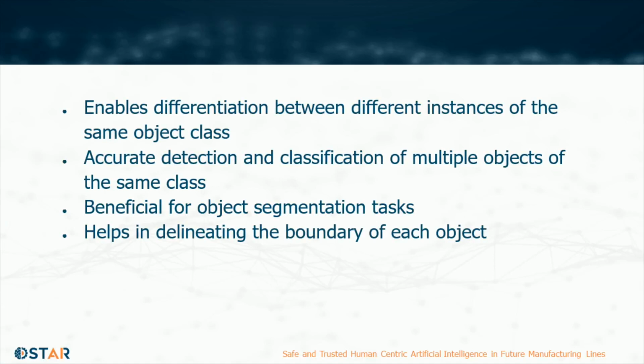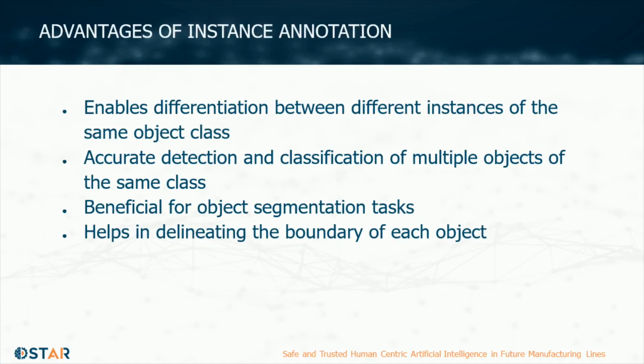2. Advantages of instance annotation. Instance annotation provides several advantages in object classification tasks. By individually labeling each object instance, the model can learn to differentiate between different instances of the same object class. This level of annotation also enables the model to detect and classify multiple objects of the same class accurately. Furthermore, instance annotation helps in object segmentation tasks where the goal is to precisely delineate the boundary of each object.